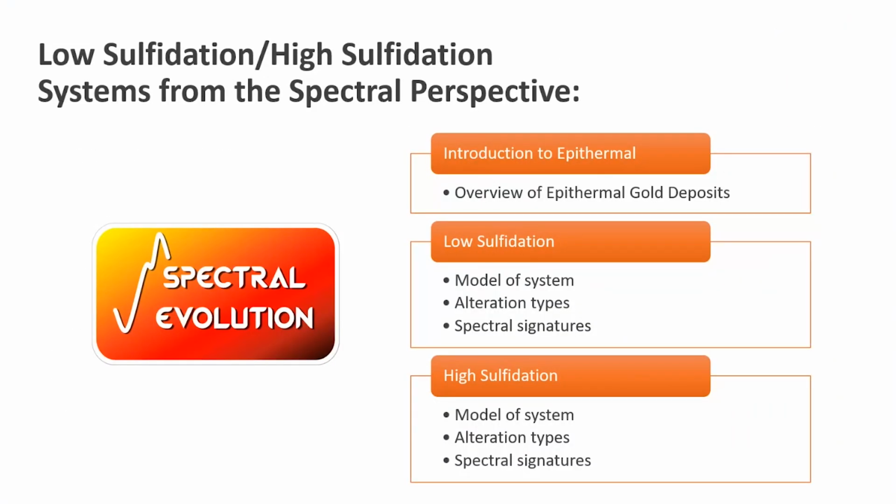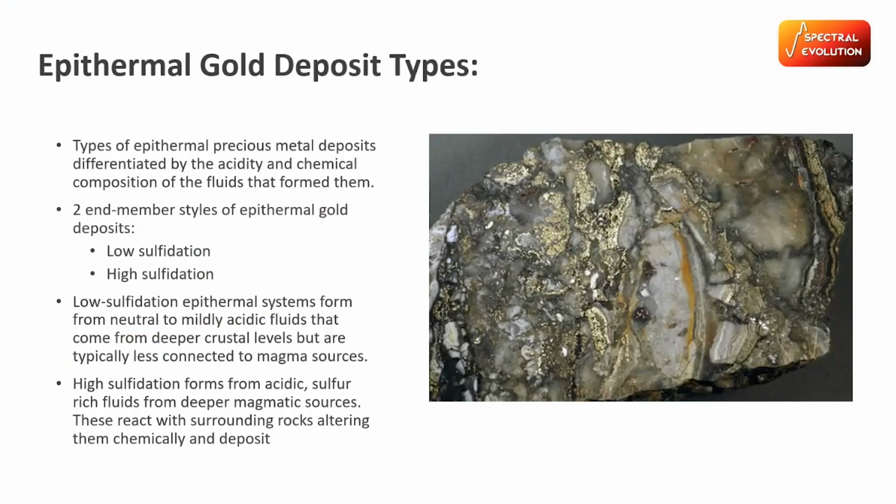So to talk about low and high sulfidation systems from a spectral perspective, first I'll overview epithermal gold deposits, then talk about low sulfidation, and then high sulfidation deposits. So to start, epithermal gold deposit types.